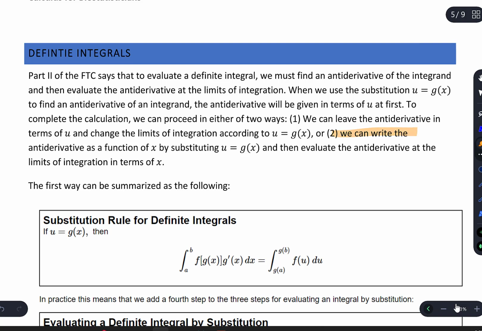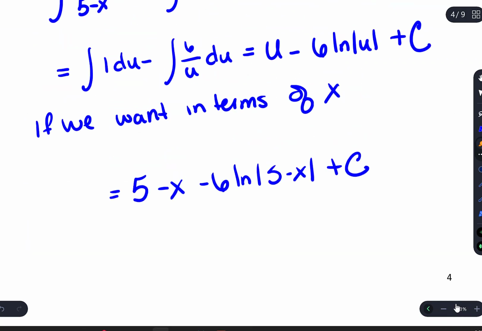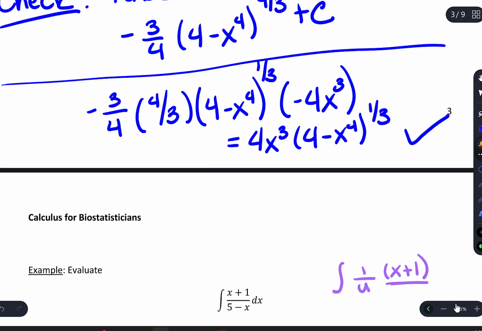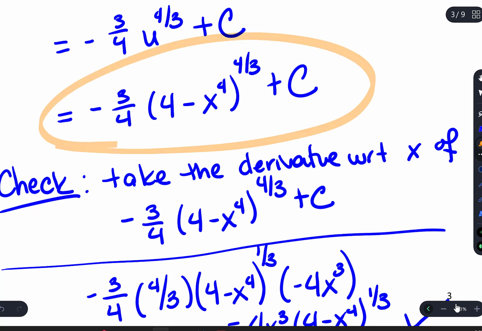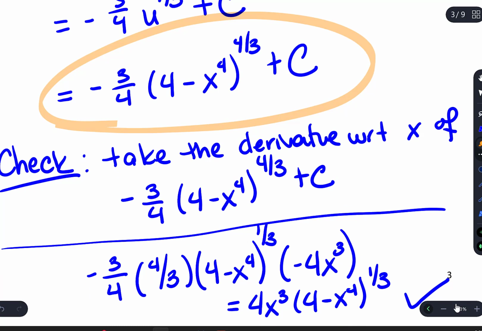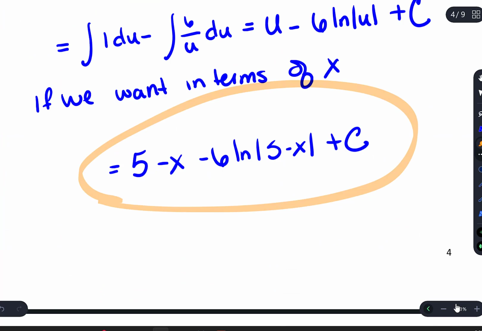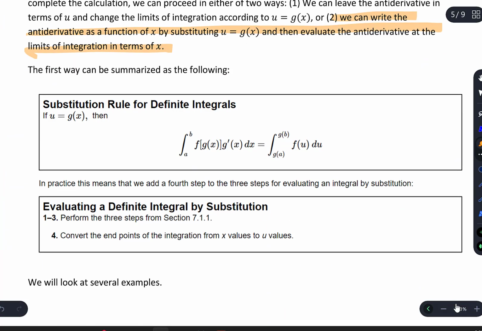Now this second one is pretty much what we've been doing in the past two examples. Notice as a very last step in both this example and the one up here, we rewrote the solution in terms of x. And so if we were to have a definite integral, once we rewrite this in terms of x, then we could evaluate that definite integral in terms of the original limits of integration. But we're going to look at examples of both of these.